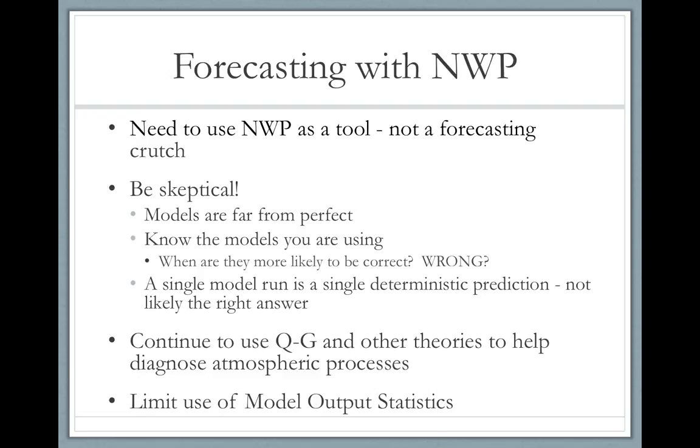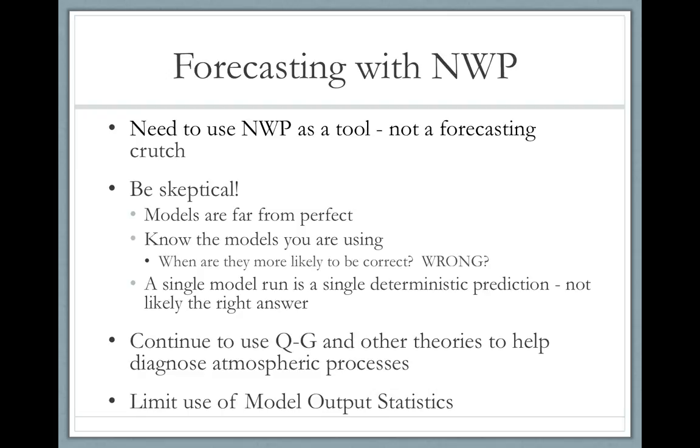Models will be wrong. You need to be skeptical. A single run is a single deterministic run, which may not be the best representation of the future state of the atmosphere. What you want to use NWP for is your QG dynamical understanding that you've been practicing with observations so far this semester. Utilize that to understand where and when those forcings might be in certain locations. The numerical weather prediction tool can be used to help you identify location and timing of events. But really the forcing here is still our QG forcing that we should be thinking about.